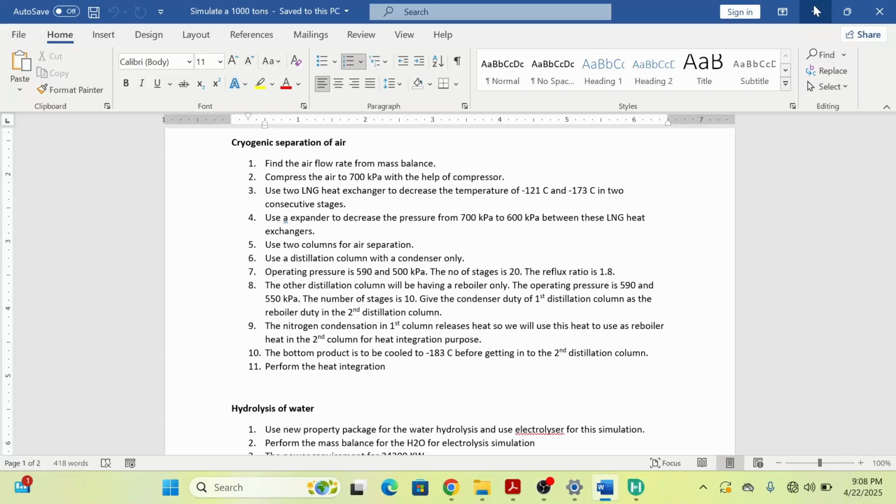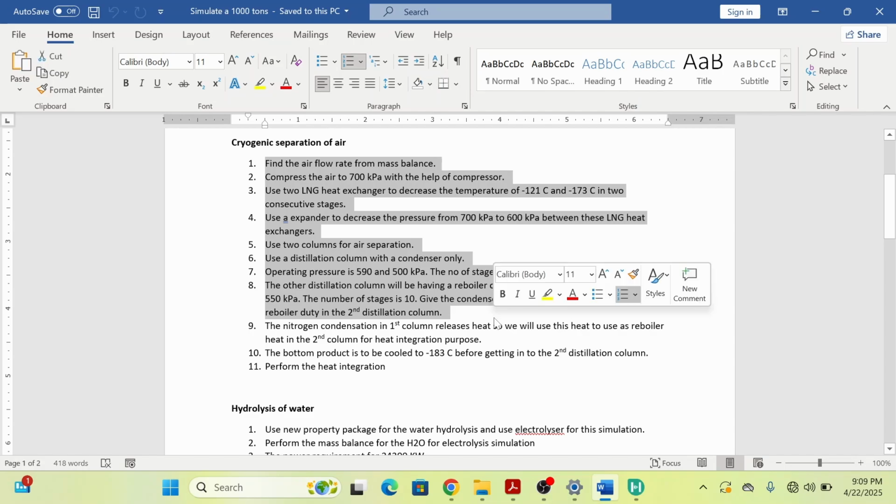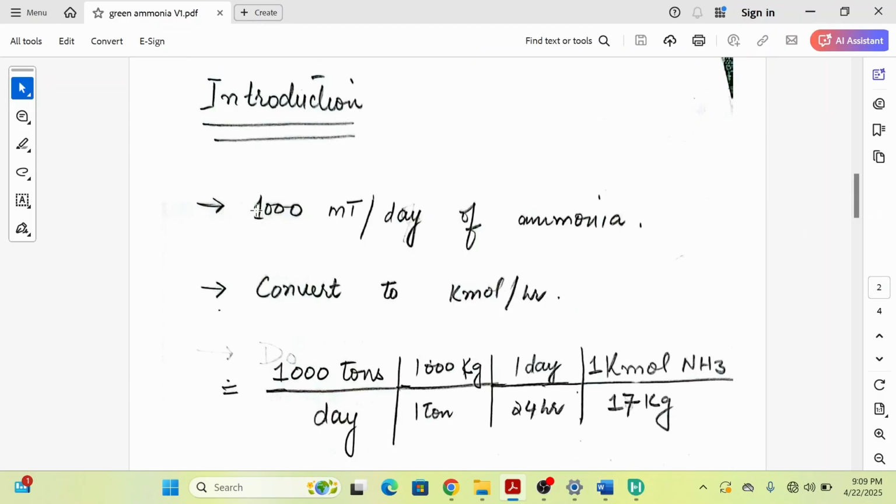Welcome back to the series of videos in which we are going to simulate green ammonia in Aspen HYSYS. This is the second lecture, in which we are going to see how we can simulate and produce one of the raw materials, that is nitrogen, for the manufacture of green ammonia. For green ammonia, this nitrogen must be obtained from the cryogenic distillation of air. This is the case study that we are going to follow, and we are simulating a plant that will be producing 1,000 tons per day of ammonia.